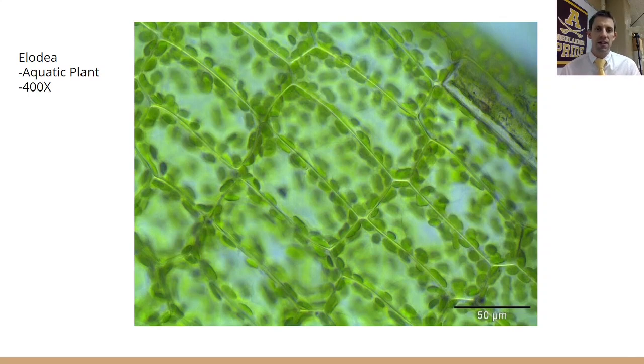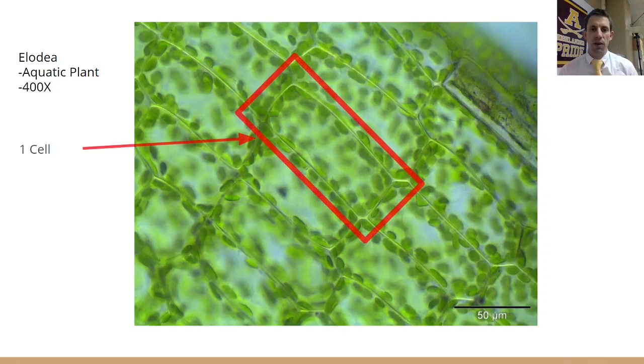You can clearly see the outline or the boundaries of each of the cells here, and there's probably something around 20 or so cells in this image. But what I've done is I've highlighted one cell specifically, and inside of that cell, you can see a bunch of green spheres. Those are all the chloroplasts, the structures that are responsible for doing photosynthesis.